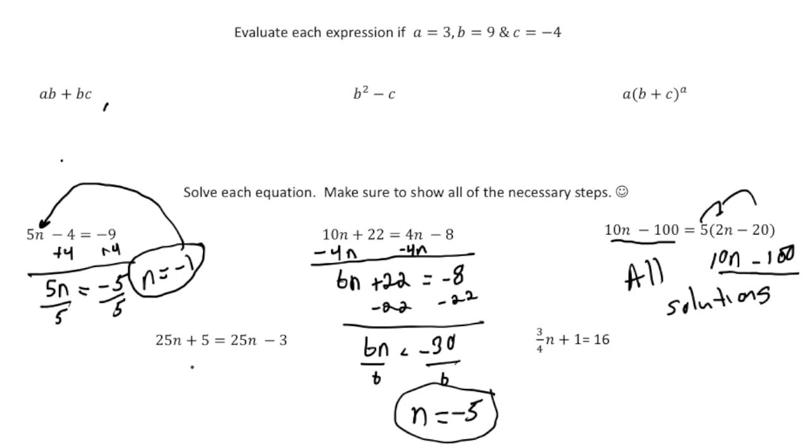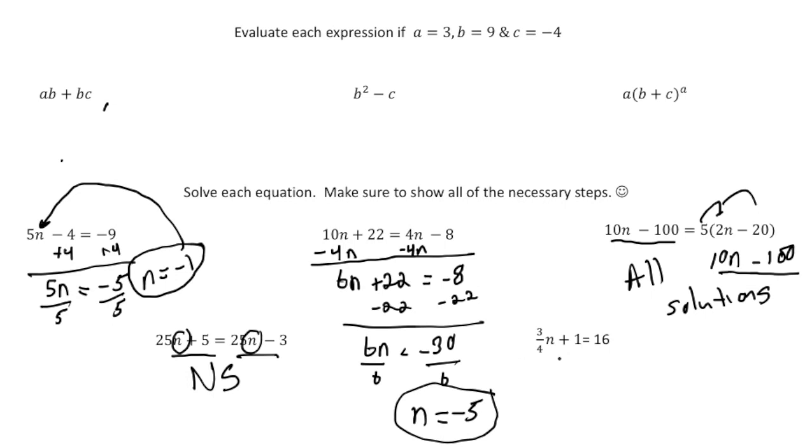Now for this one, this is actually the opposite. This is going to be no solution because no matter what n is, no matter what number it is, this side will never be the same as this side. Because on this side we're adding 5 to 25n, and this side we're taking away 3 from 25n. So it'll never be balanced.